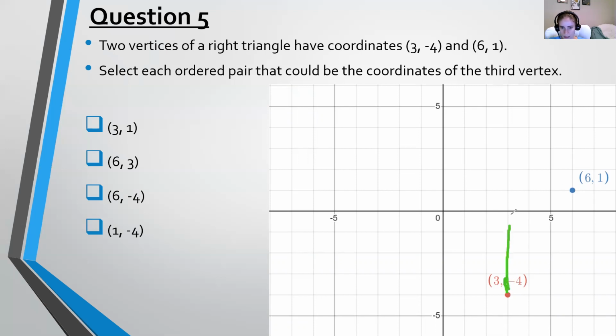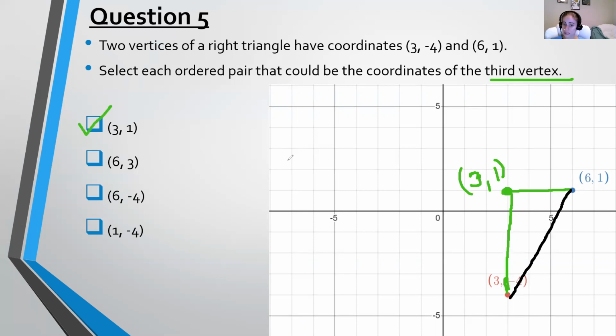So let's do my best here because this is a little fuzzy. So right there, that would make a triangle because 6, 1 and 3, -4 is our hypotenuse. So that third vertex that it's talking about is that third point in your triangle right here. This would be the third vertex. And that is at ordered pair 3, 1. So 3, 1, oh, looky there, that's one of our answer choices.